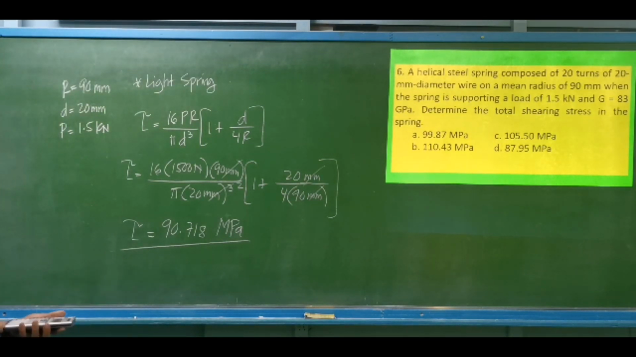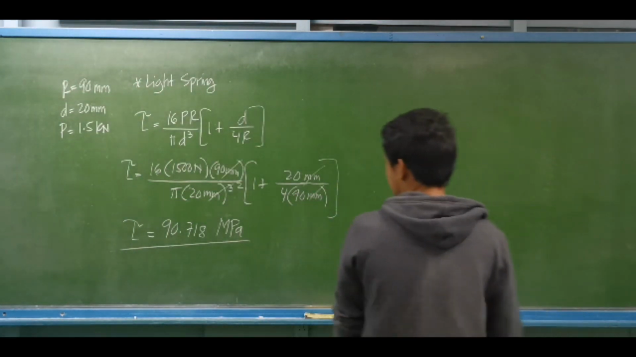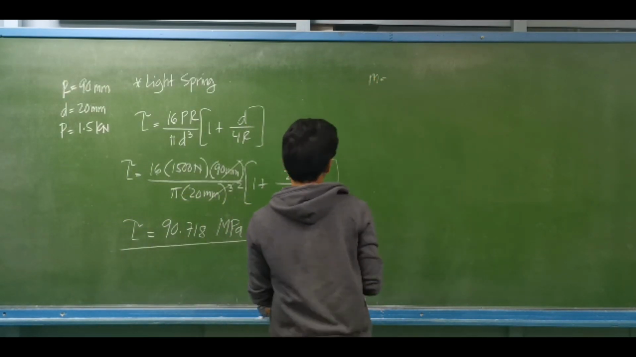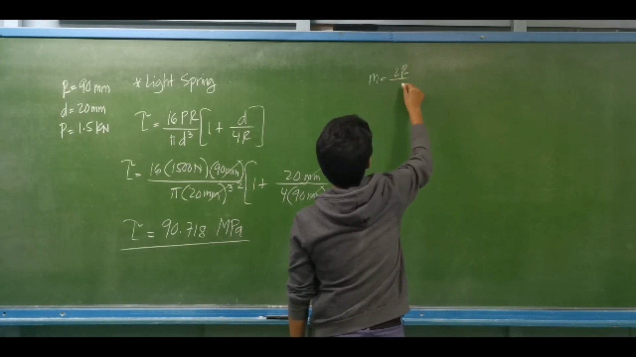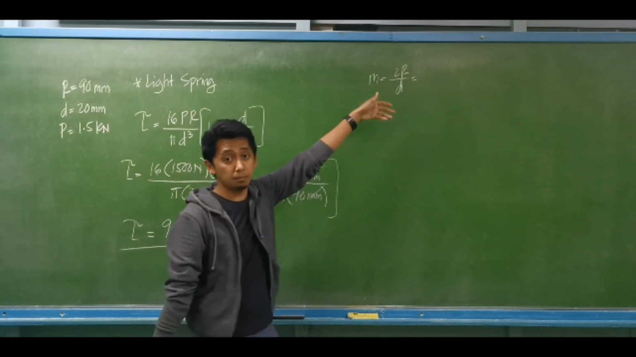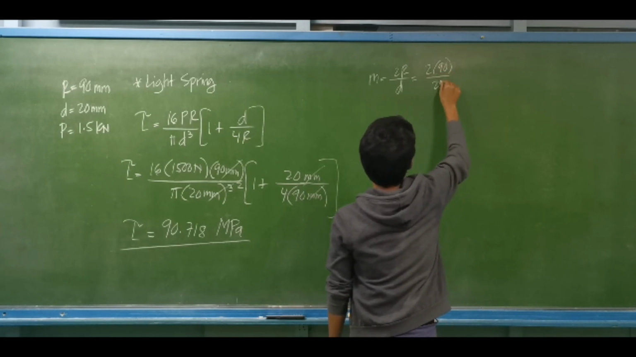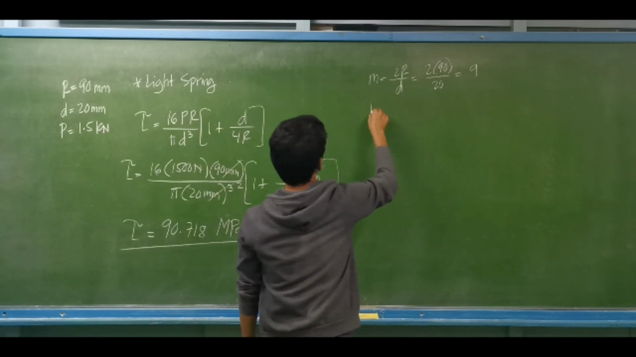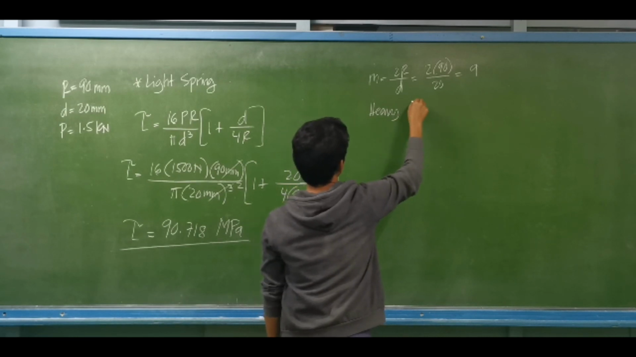So let's try if it is a heavy spring. For the heavy spring, we need the value of the spring index m. That is the same as twice the radius of the coil divided by the diameter of the wire, or basically the diameter of the coil divided by the diameter of the wire. This is twice 90 divided by 20. So we have that as 9. So for a heavy spring, we are using the Wahl formula.